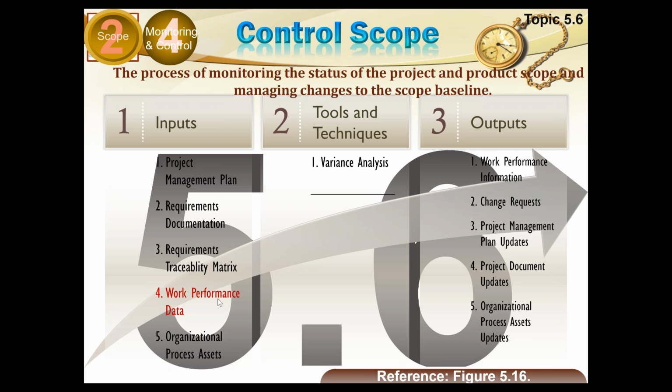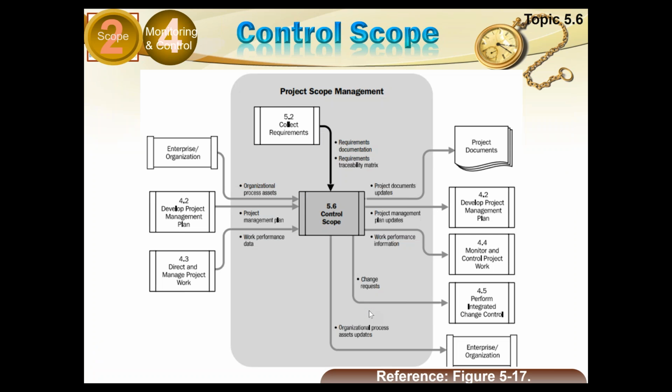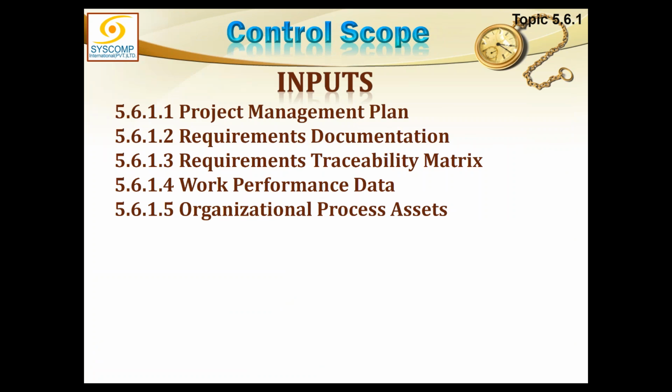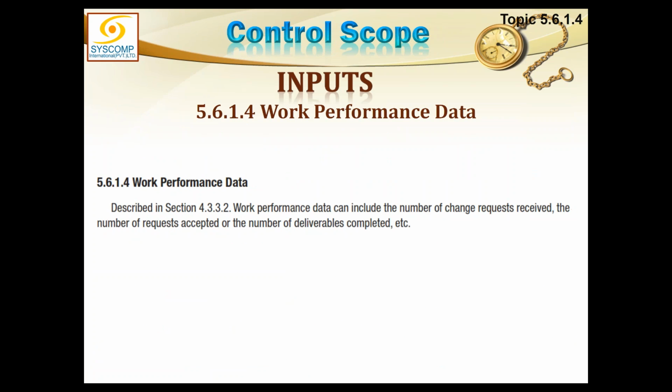So work performance data has been converted into work performance information. If there is any change, it is moved as a change request. If the project management plan changes, it will be a project management plan update. Project documents, if changed, will become project document updates. Organizational process assets, if changed, would become organizational process assets updates. So we are creating all kinds of updates here in the control process. And these are again the inputs and outputs.